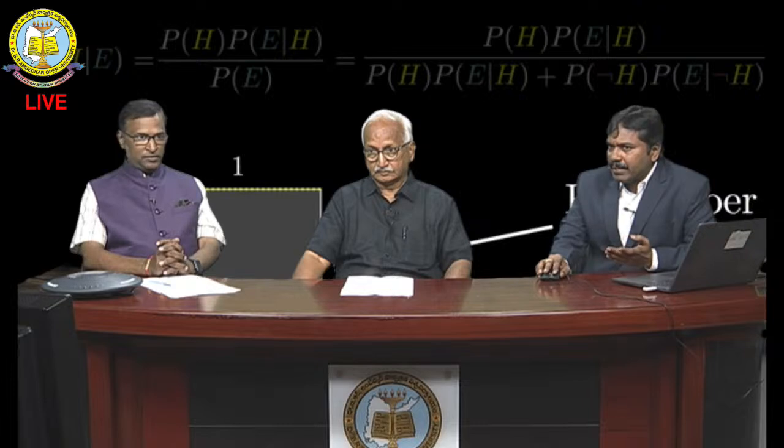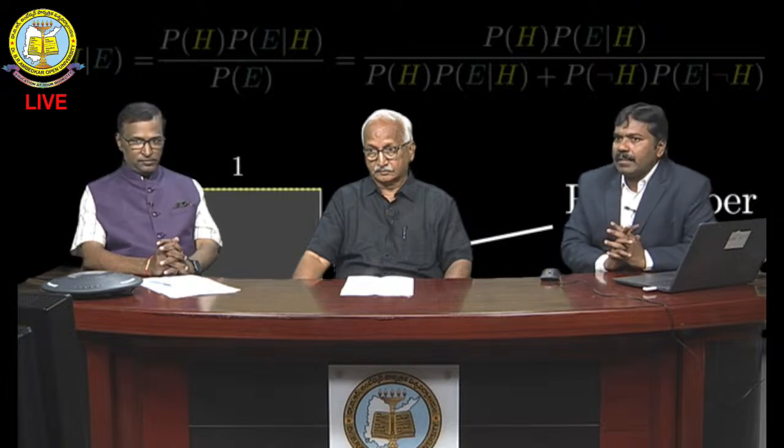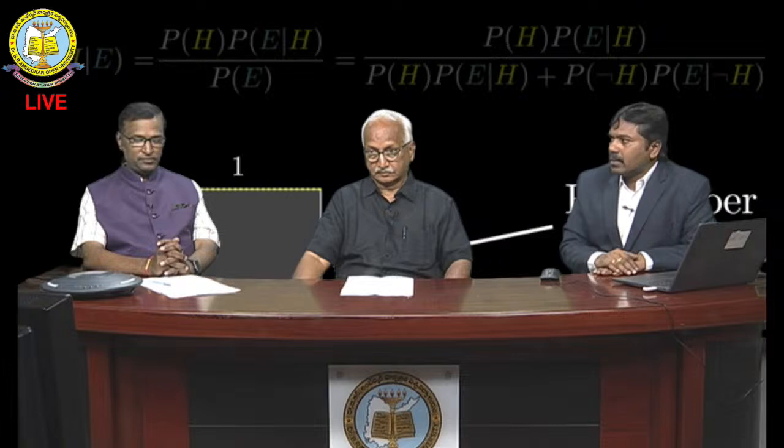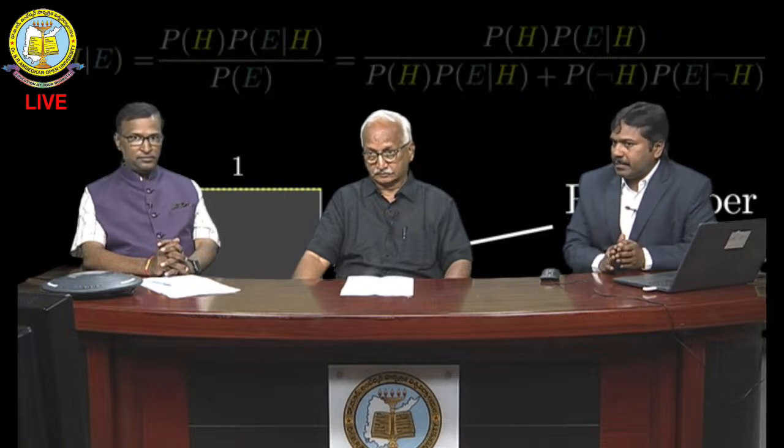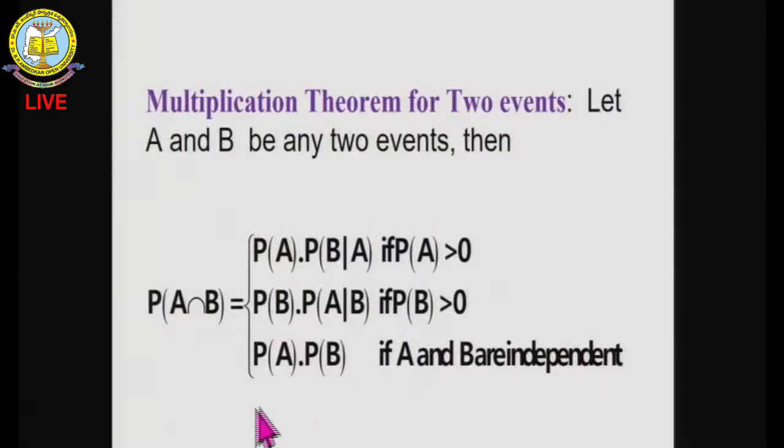Now, I give the statement of the multiplication theorem for two events. Let A and B be any two events, then the probability of A intersection B is the probability of A into the probability of B given A, if the probability of A is greater than 0. This is one condition. Or the probability of B into the probability of A given B, if the probability of B is greater than 0. Another condition is the probability of A into B, when A and B are independent.